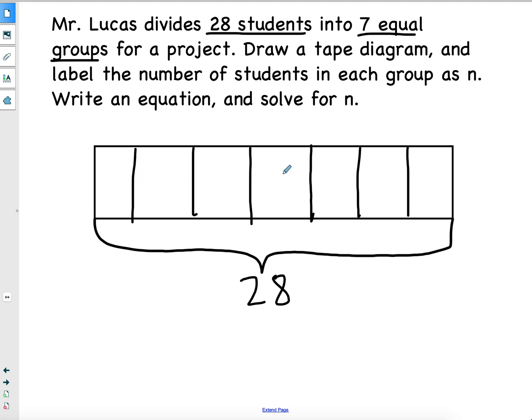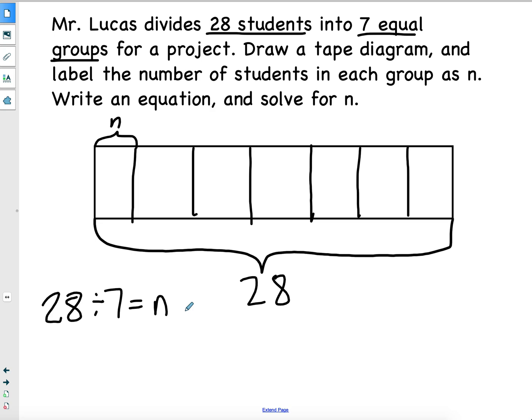So 1, 2, 3, 4, 5, 6, 7. And I don't know how many students are going in each group, but I was told that N is going to represent the number of students in each group. So now I can write my equation. 28 students divided into 7 groups equals N number of students in each group.